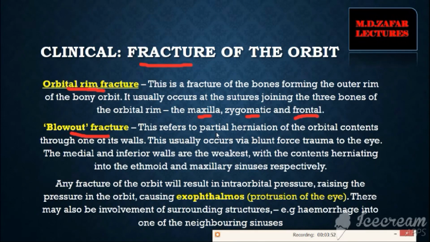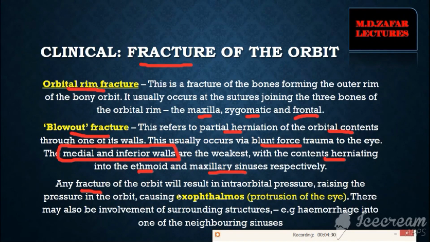It refers to the partial herniation of the orbital contents through its wall, which usually occurs through blunt force trauma to the eye. Now, most importantly, the medial and inferior walls are the weakest links of the orbit, and through these walls the contents herniate into the ethmoid and maxillary sinus respectively. That is, medial wall damage will cause herniation into the ethmoid, and inferior wall damage will cause herniation of the contents into the maxillary sinus.